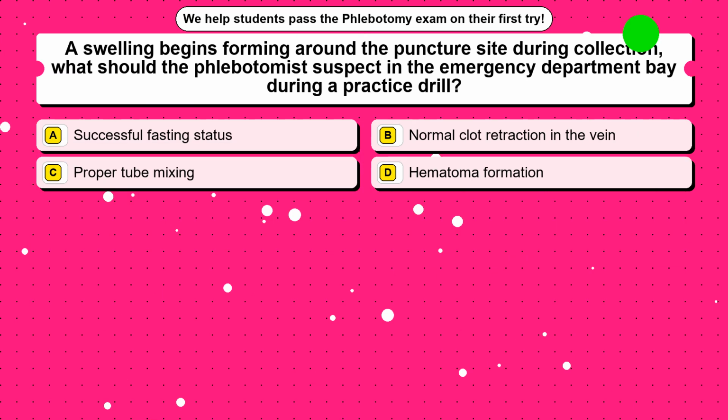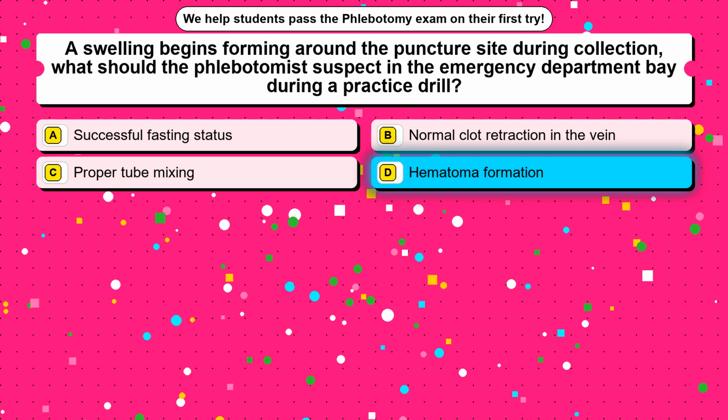Question 40. A swelling begins forming around the puncture site during collection. What should the phlebotomist suspect in the emergency department bay during a practice drill? Option A. Successful fasting status. Option B. Normal clot retraction in the vein. Option C. Proper tube mixing. Option D. Hematoma formation. The correct answer is option D.